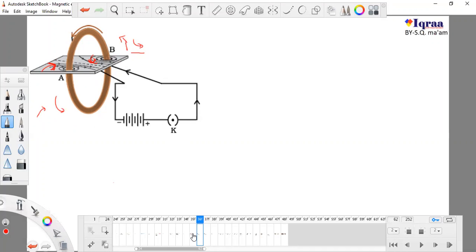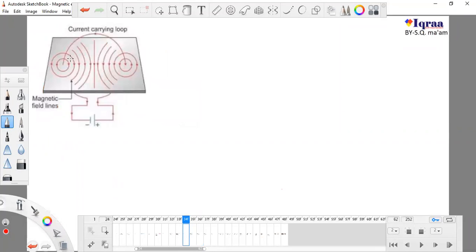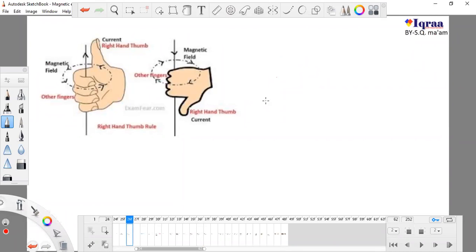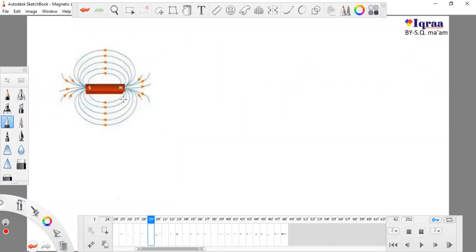This was the experiment. What we studied in the last class, if I consider a loop, is three types of magnetic field. The first magnetic field is produced when there is a bar magnet. This type of magnetic field is produced. The second type we studied is a straight conductor, by using the thumb rule.